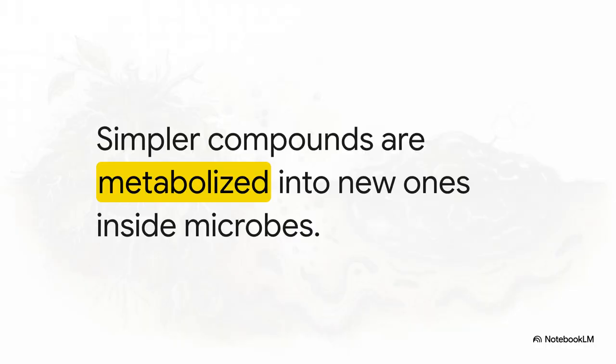The formation of humus is a strictly biochemical process. Basically, microorganisms take those simple breakdown products we talked about earlier and actively metabolize them into entirely new compounds right inside their own body tissues. And as these microbes are eventually attacked by other microorganisms, those new compounds undergo even further modification.